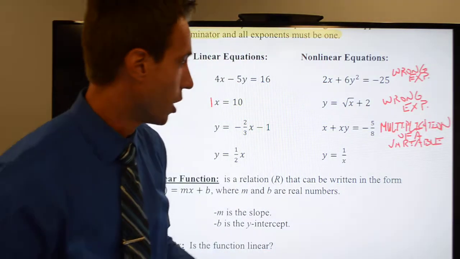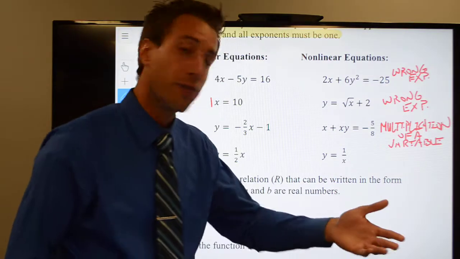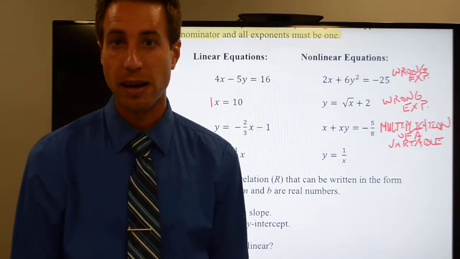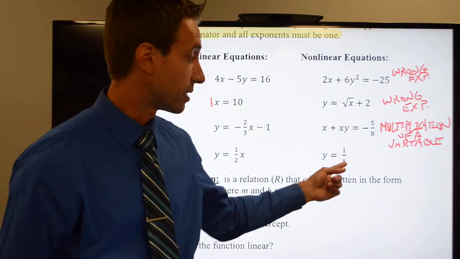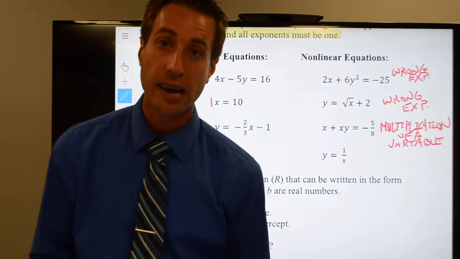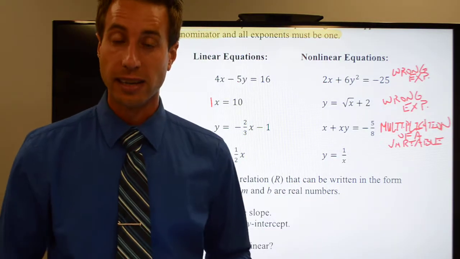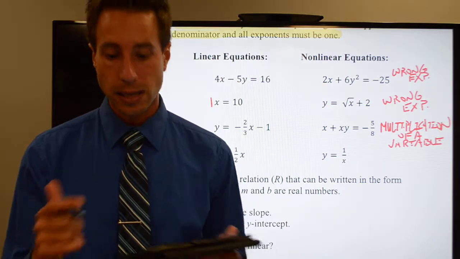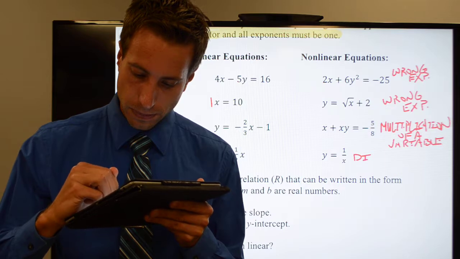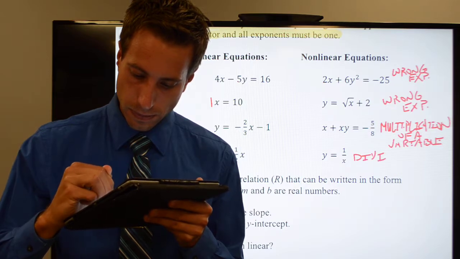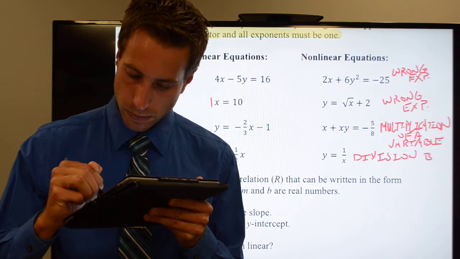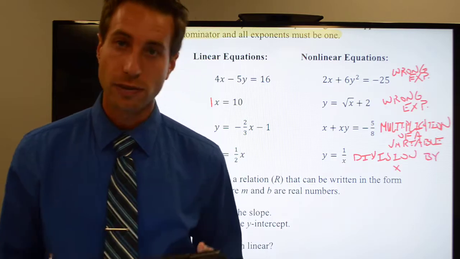Now the last one. We take a look at the last one, and hopefully right away we recognize what part of my definition was violated. I cannot divide by a variable. We can very clearly see that the x is in the denominator. I'm dividing by a variable. That is not allowed. So this would be nonlinear, and the reason is because I'm dividing by a variable. Division by a variable. I have division by x.